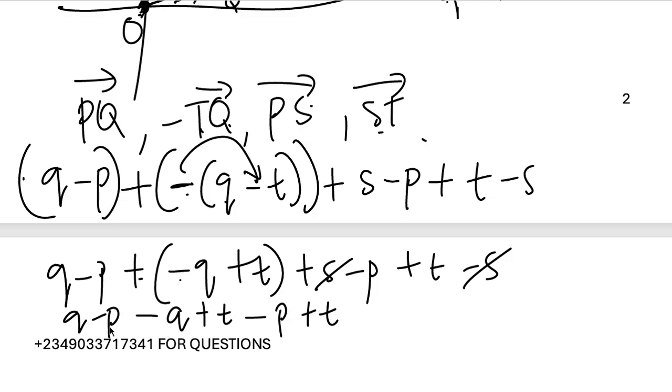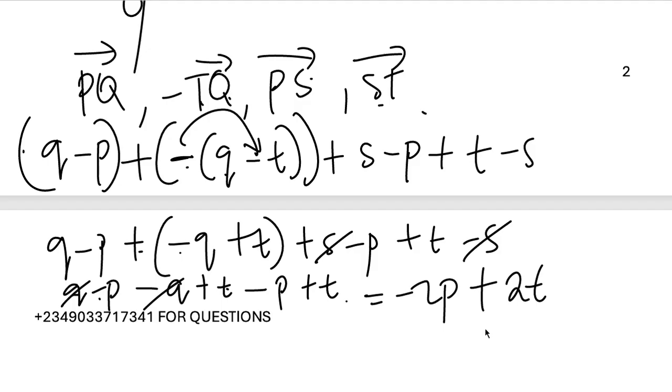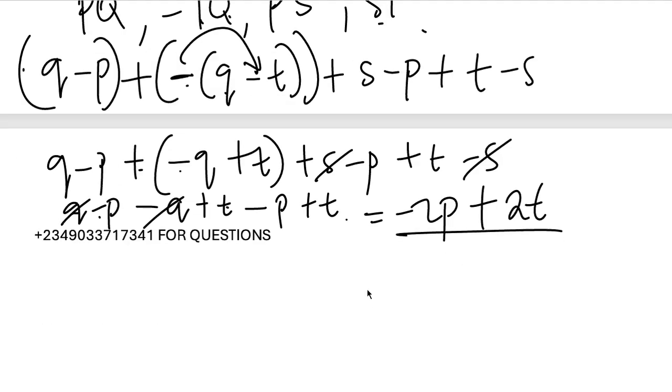So negative P, that's Q and negative Q cancel, and then we have negative P, and that's going to be negative 2P, and then T plus T is going to be 2T. So you can see that you can factor out 2 here, and then that's going to be negative 2 into what, right? Negative 2P divided by negative 2 is P, right? And then positive 2T divided by negative 2 is going to be a negative T. So I've factorized it, right?